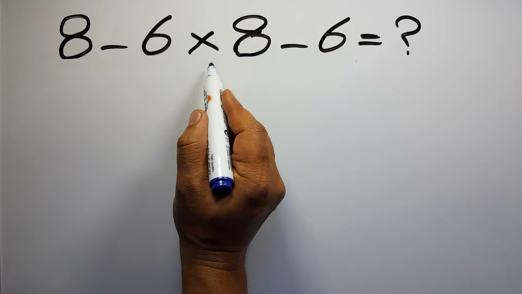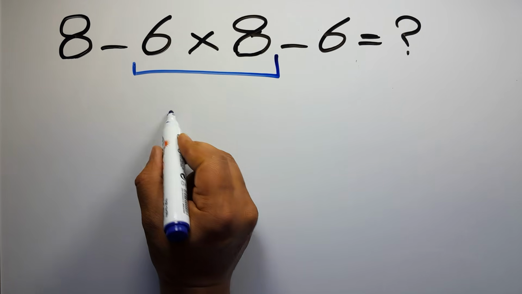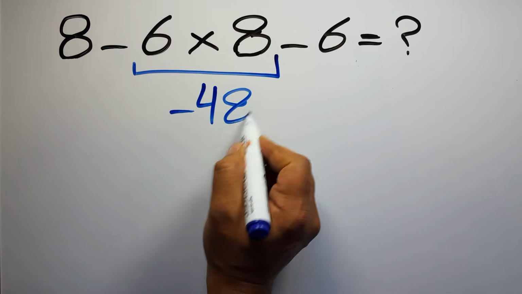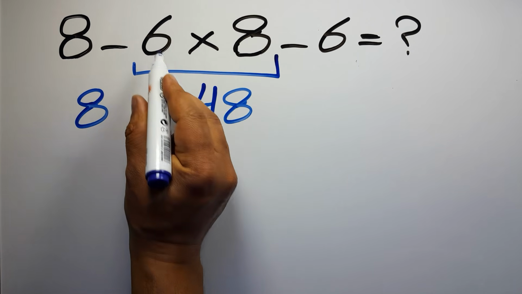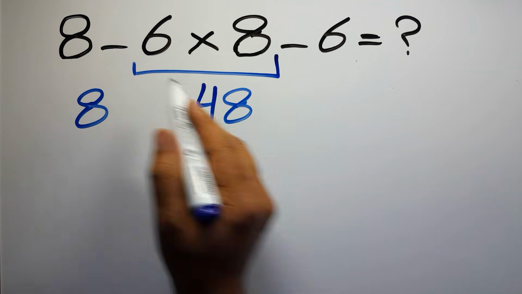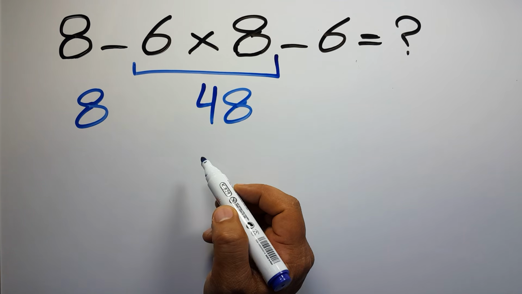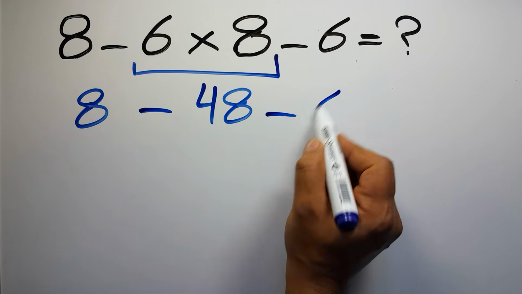So first we have to do this multiplication. 6 times 8 gives us 48. So here we have 48. So 8 minus 48, then minus 6.